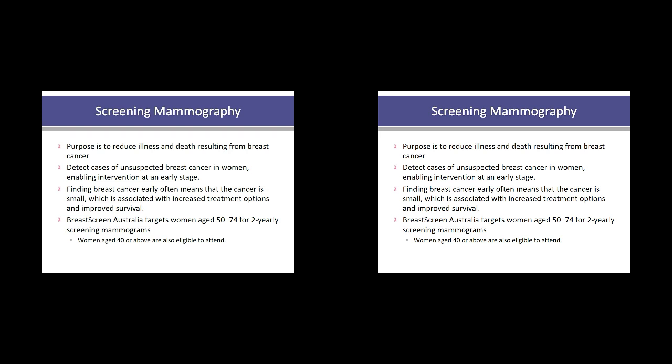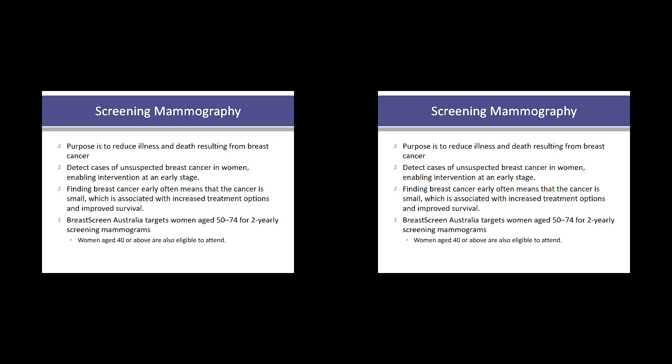So finding breast cancer early does mean then that the cancer is small, and as we've seen, that's associated with increased treatment options and improved survival. Now, Breast Screen Australia targets women aged 50 to 74 to attend for their mammograms every 2 years, but women aged 40 or above are also eligible to attend. So from the age of 40, you can ring up and request an appointment, and from the age of 75, you can phone up and continue to request appointments.